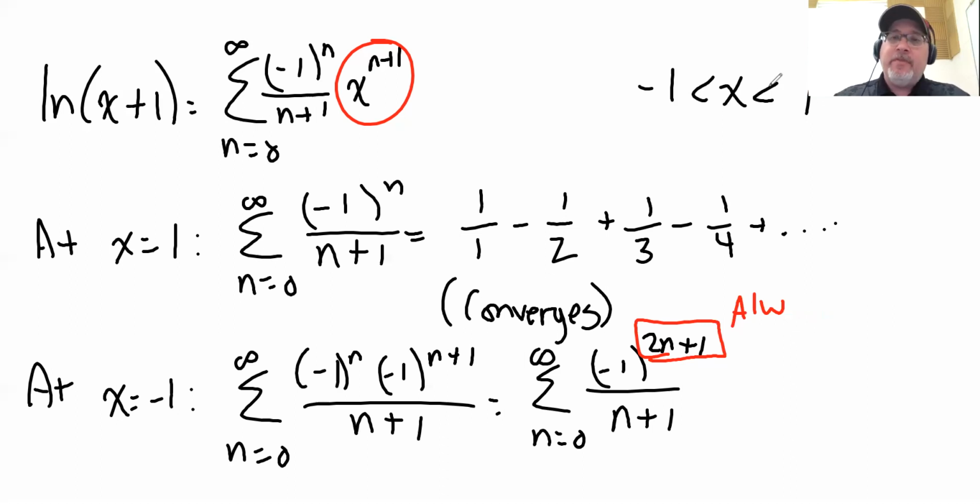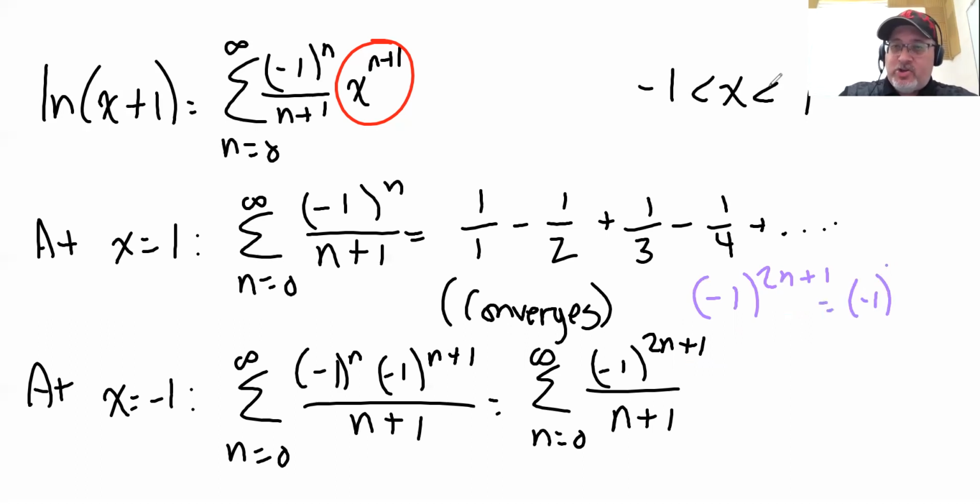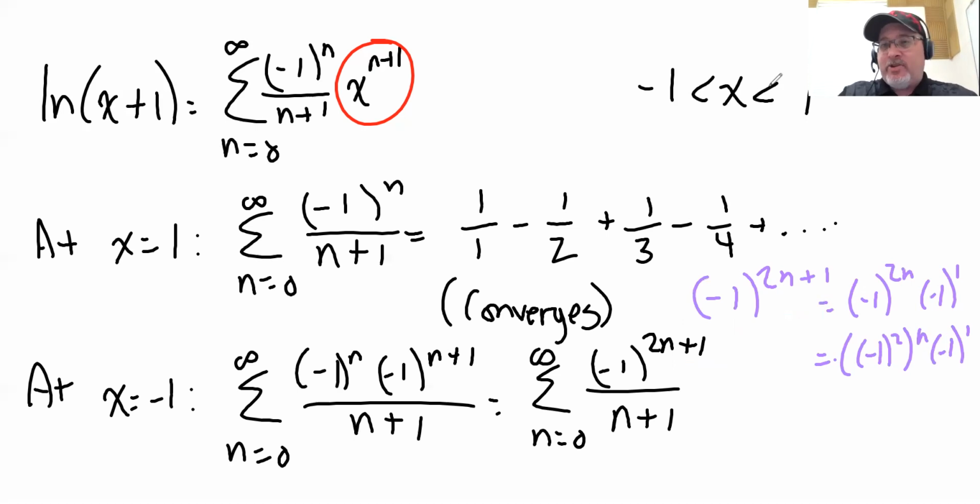It's always negative 1. Now, if the even odd argument kind of threw you for a loop, then maybe this will be a little more convincing. If I separate this into negative 1 to the 2n times negative 1 to the first by unadding the exponents, and rewrite the first one as negative 1 squared to the nth power by unmultiplying the exponents. Negative 1 squared is 1, and 1 to the nth power is 1. Negative 1 to the first power is negative 1. So again, that thing that looks like an alternator is not.